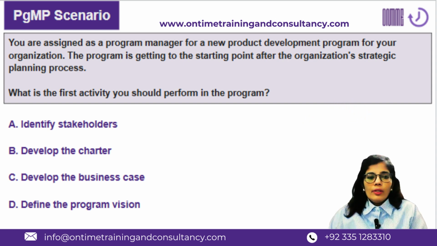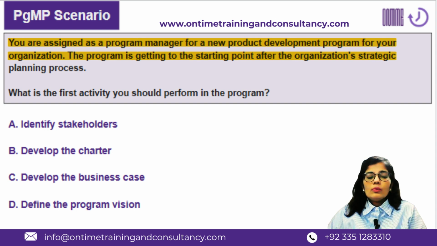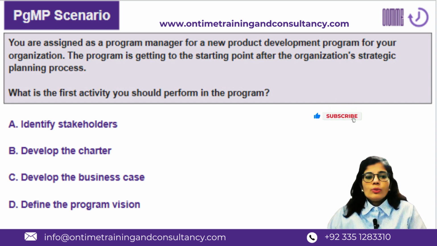So let's move to the scenario. The scenario says that you are assigned as a program manager for a new product development program for your organization. The program is getting to the starting point after the organization's strategic planning process. What is the first activity you should perform in the program? And the option choices are option A, identify a stakeholder, option B, develop the charter, option C, develop the business case, and option D, develop the program vision.